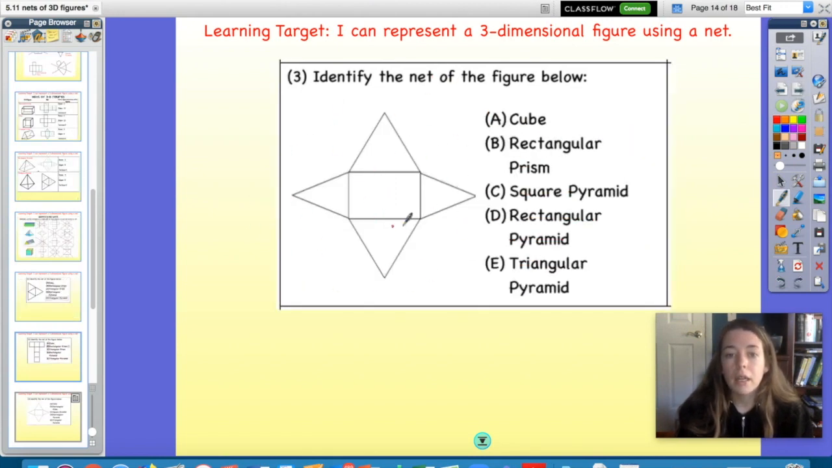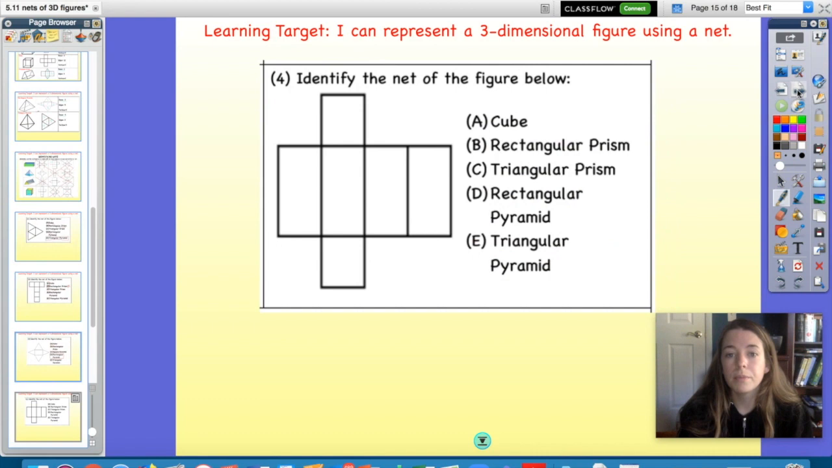Here, I see that I have a base in the middle surrounded by triangles. So it's definitely a pyramid, not a prism. A triangular pyramid would have a triangle in the middle. This is clearly not a triangle. A square pyramid, I would have to know for sure that it was 4 equal sides, and there's no way for me to know that without measurements being labeled. So this would be a rectangular pyramid.